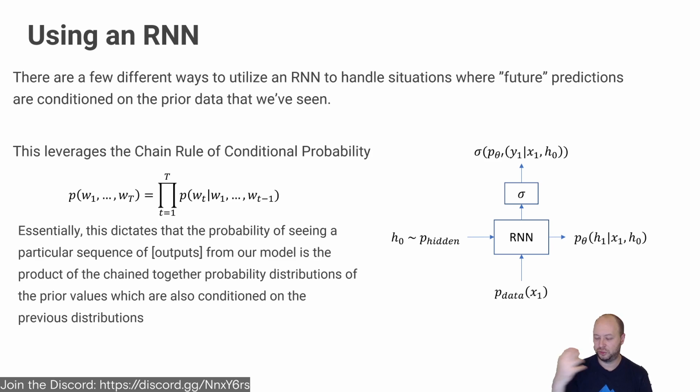distribution, and again our x2 is going to be pulled from our distribution of our data, and so you can see that the probability distribution represented by the second output is going to be equal to the probability distribution given by theta of the probability distribution of this, or we're essentially chaining these things together. And so this is a very badly explained and long-winded way of saying that our future predictions are largely conditioned on the prior data that we've seen.